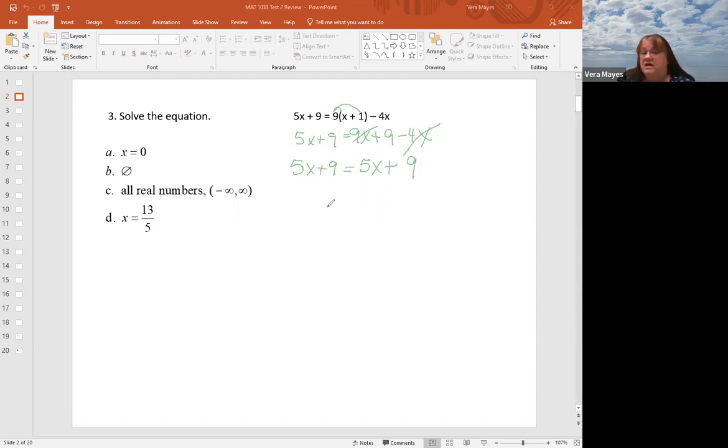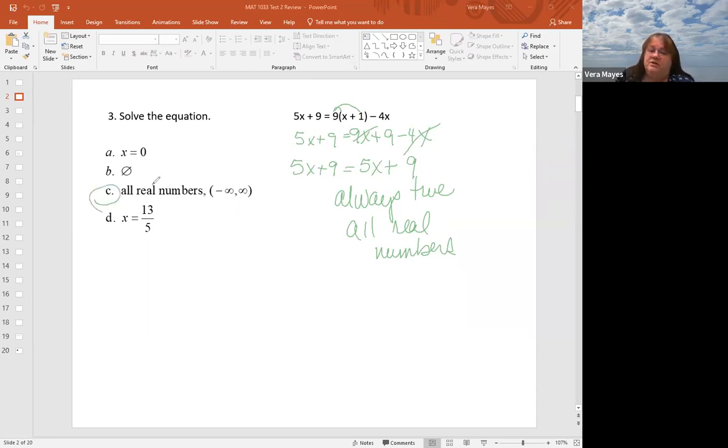So this is the kind where it's always true. So always true. So this would be all real numbers. Anytime you get the same thing equal to itself, you're going to choose this one.